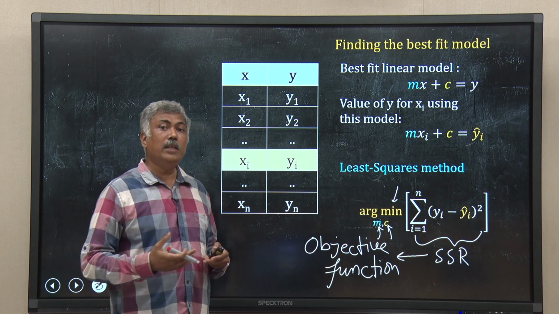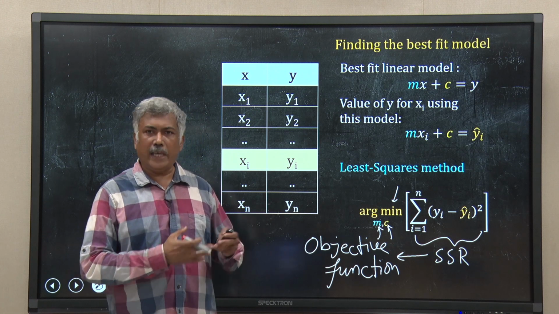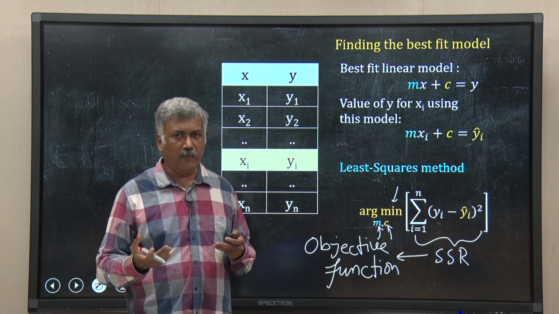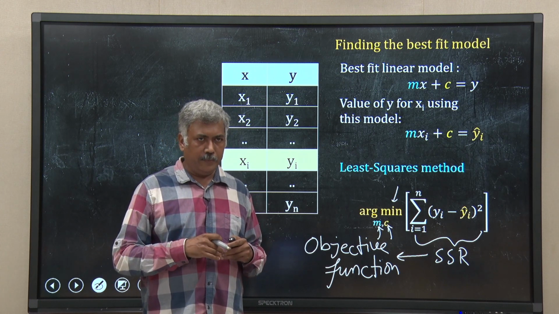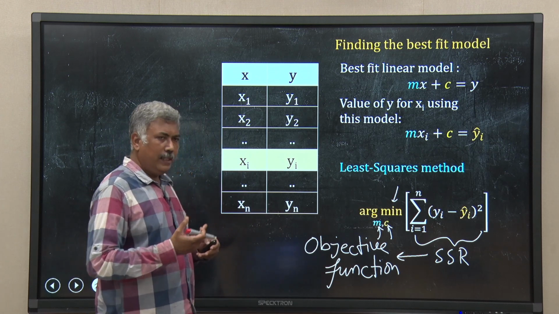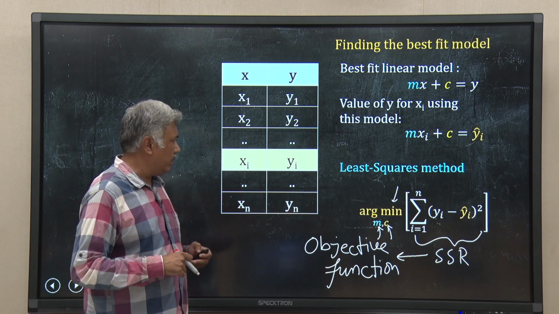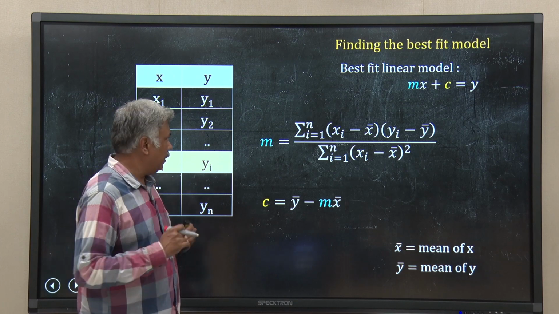Now, how should I minimize this objective function? There are two ways. One is to use calculus, because if you remember school days calculus, we can minimize or maximize some function using differentiation. The other one is by linear algebra. I will not go into the details of those mathematical things. What we can show is that if you do the optimization, that is, the minimization of this objective function, you will get a relationship for m and c.